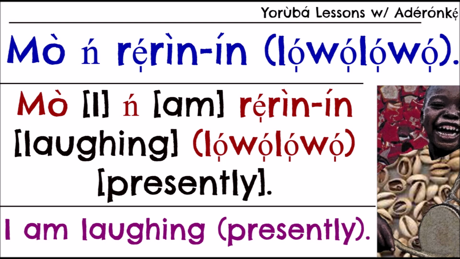Mo is I. When you include lọ́wọ́ in a sentence, you're giving it the present tense form. It gives it a sense of something that is happening currently or at a particular time. Am, is. So mo rẹ́rìn, I am rẹ́rìn, it would be laughing. Why is it laughing in this form? Why is it not laugh?